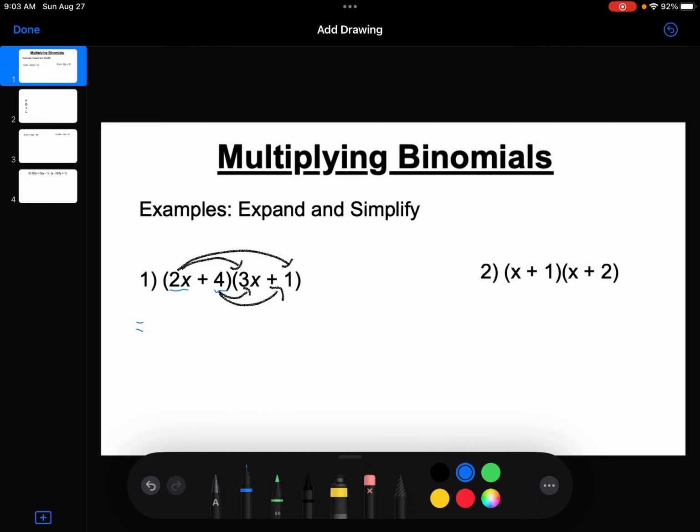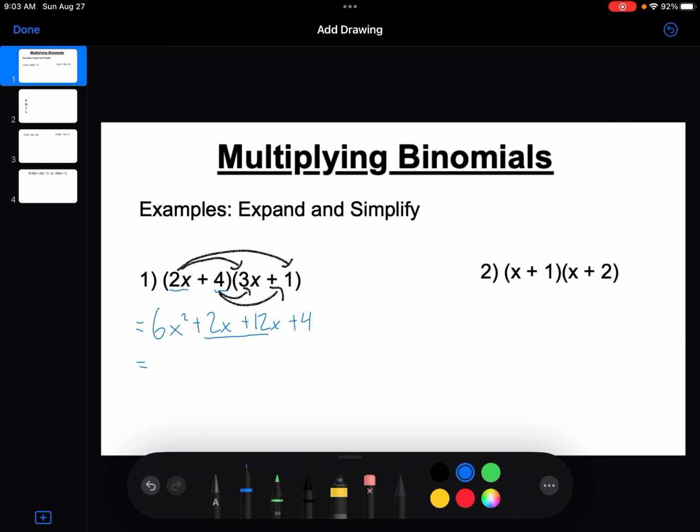So the first thing I'm going to do is 2x times 3x, and we get 2 times 3 is 6, and x times x is x squared. Then we're going to do 2x times 1, which is just going to give me 2x. Then I'm going to do the 4. Now it's 4 times 3x, which gives me 12x. And 4 times 1 gives me 4.